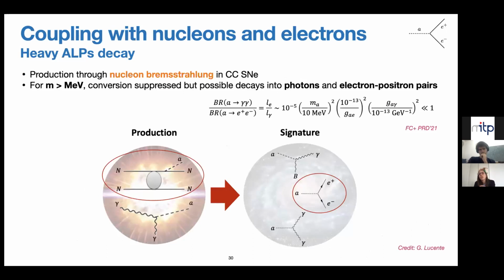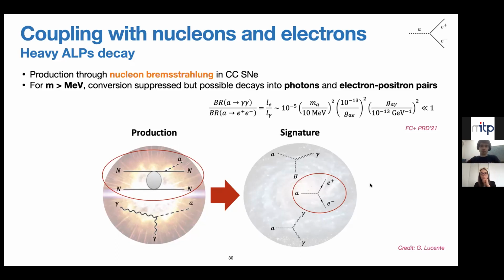Likewise, once you start considering other types of couplings, as for example the coupling with electrons, then we have said that the production in supernovae is led anyhow by nucleon-Bremsstrahlung, if you consider the current bounds on the electron-ALPs coupling. But if you have heavy ALPs, then you open up the electron channel for decay, and depending on the mass and the coupling for heavy masses, the decay into photons is suppressed with respect to the decay into electrons. So for this particular part of the parameter space, you have the production that goes through the nucleon-Bremsstrahlung and the observable signatures that are led by the electron-positron pair decay.